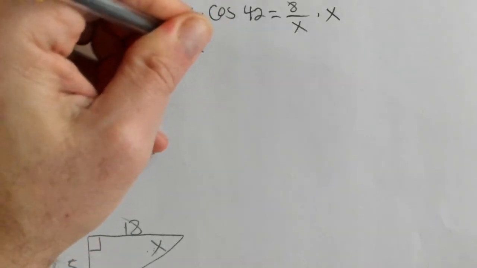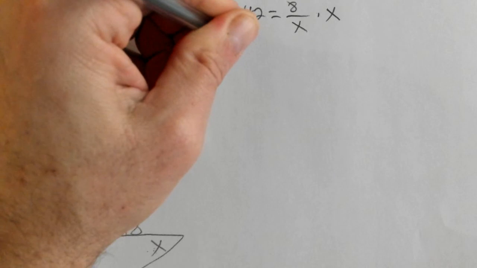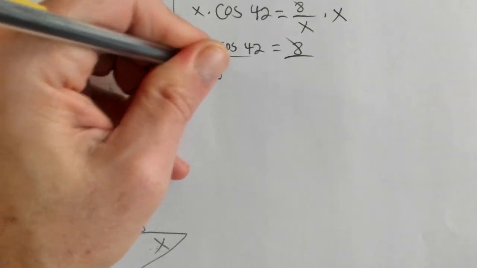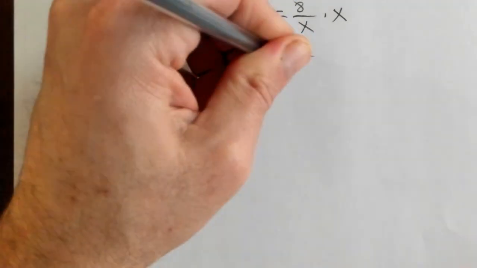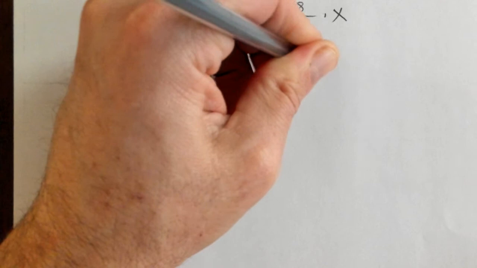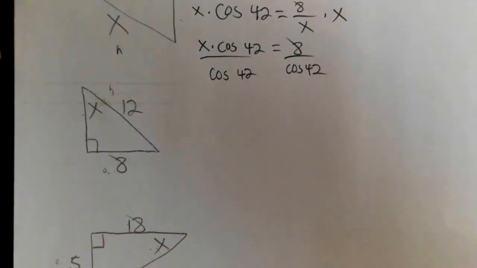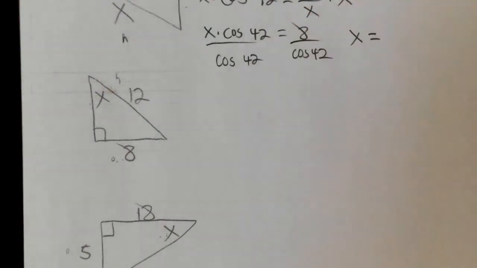So that leaves me with x times the cosine of 42. X will cancel there, equal to 8. We're ready to divide both sides by the cosine of 42. And so that'll cancel out and leave me with x equals, which is, of course, what I want to figure out.